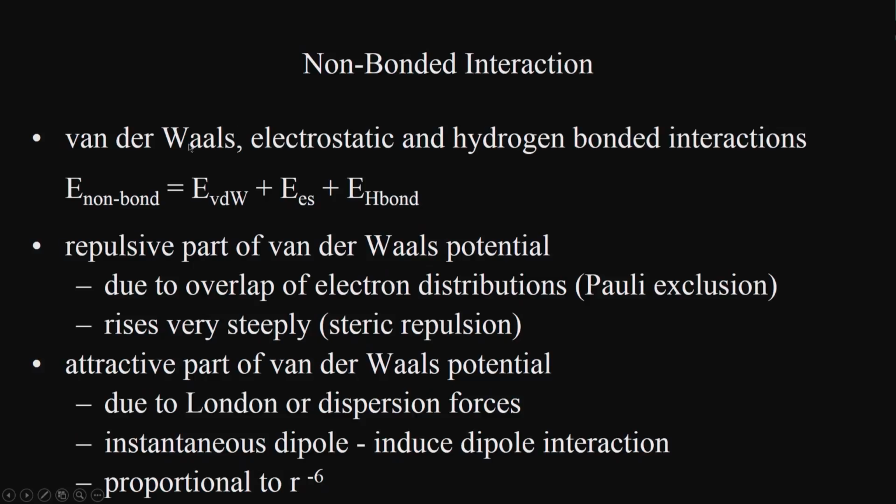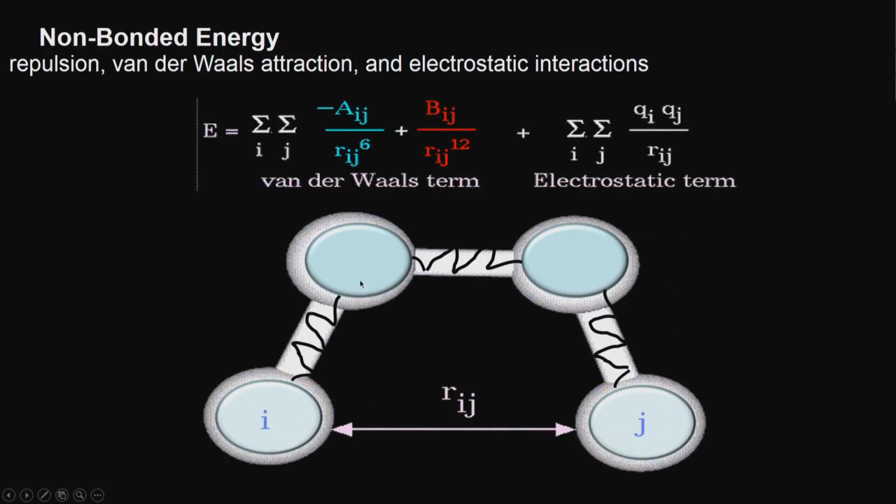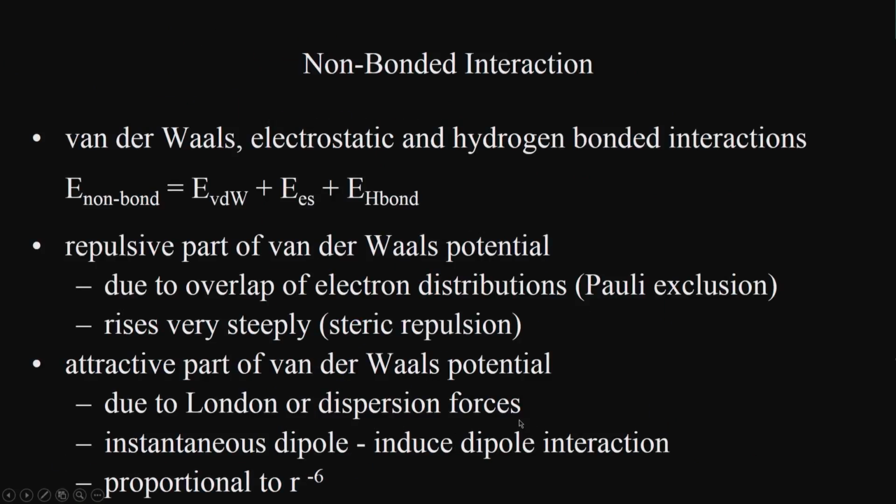So non-bonded interactions can be made up of van der Waals, electrostatic and hydrogen bonding. The repulsive part of van der Waals potential due to overlap of electron distribution is called Pauli's exclusion principle. It rises very steeply because of steric repulsion. Okay. Attractive part of van der Waals potential due to London or dispersion forces, it is dipole induced dipole interaction, it is proportional to r power 6, as I showed you here. Okay, that is called the London or dispersion forces.